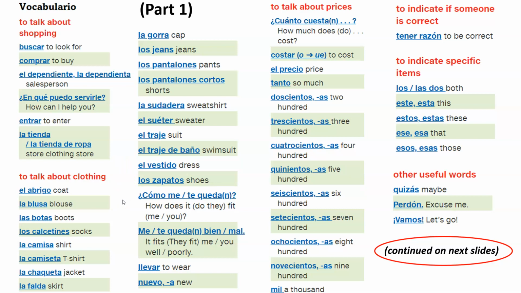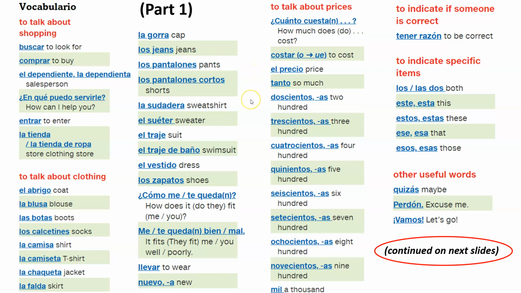¿Cómo me quedan? ¿Cómo te quedan? ¿Me quedan bien? ¿Me quedan mal? ¿Te quedan bien? ¿Te quedan mal? Llevar, nuevo. To talk about prices. ¿Cuánto cuesta? ¿Cuánto cuestan? Costar, el precio.